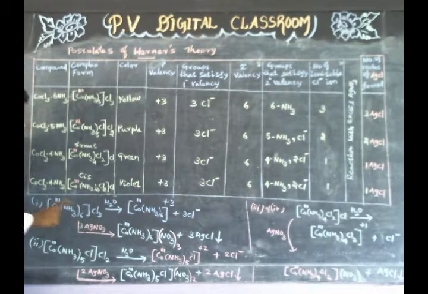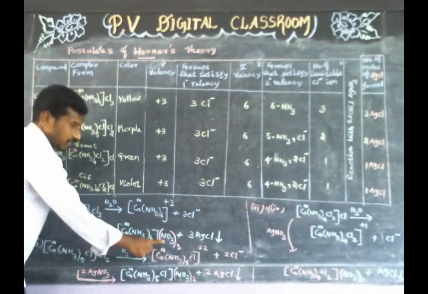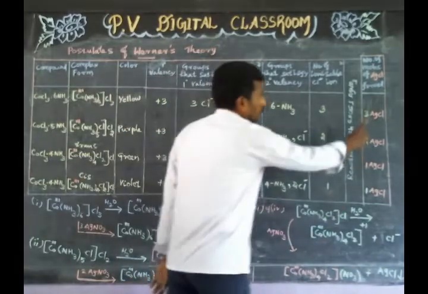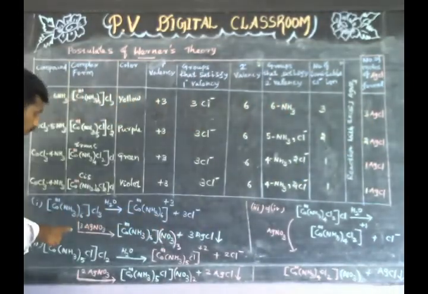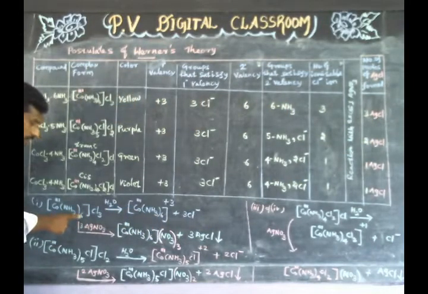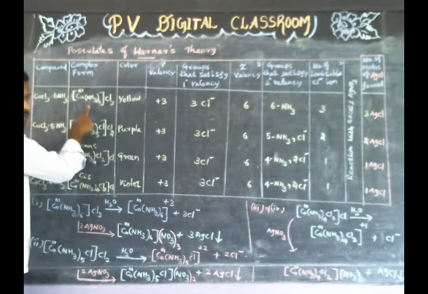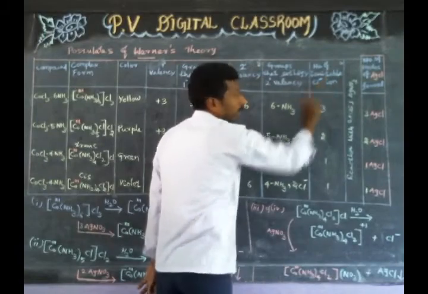Hexaamine cobalt 3 chloride reacts with excess silver nitrate solution to give hexaamine cobalt 3 nitrate and 3 moles of silver chloride. Since 3 moles of silver chloride are formed during the reaction between hexaamine cobalt 3 chloride and excess silver nitrate solution, this compound contains 3 moles of ionizable Cl- ion.